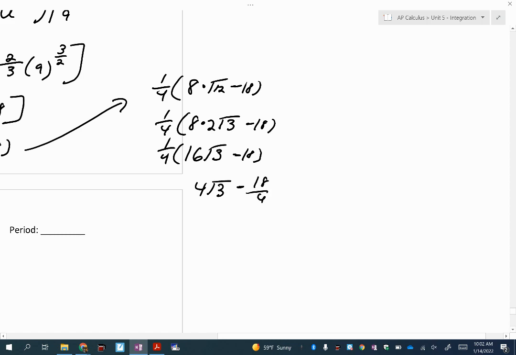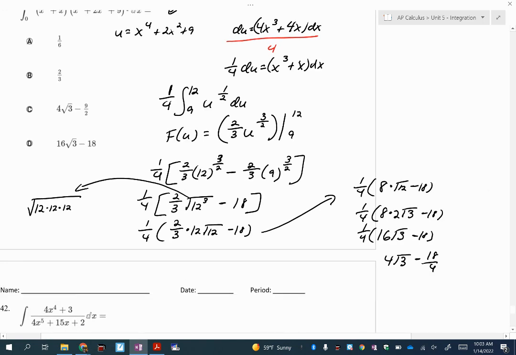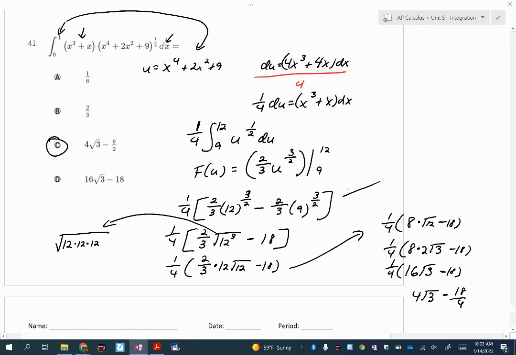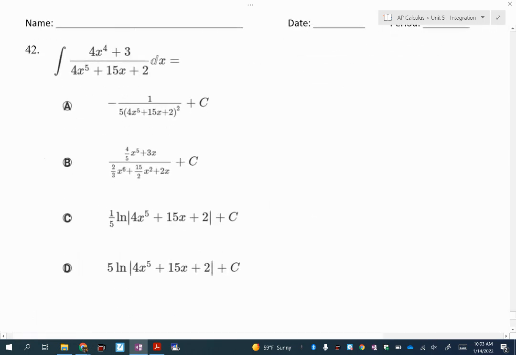So that's the answer. If you reduce 18/4 into 9/2, you'll see the answer choice is C. All right, so a lot going on there. Again, go to Desmos to type this in, and then just see which of your 4 answer choices matches. All right, so 41 is C. 2 more. 42, another u substitution.